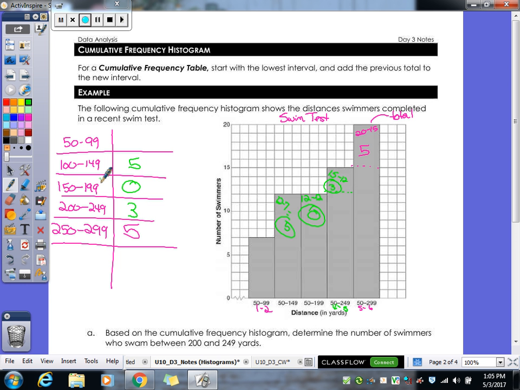And this one here, this last one, is always exactly what it is. That's 7. So 7 kids swam between 50 and 99, or 1 to 2 laps. Doesn't it make sense that most kids swam this, right?